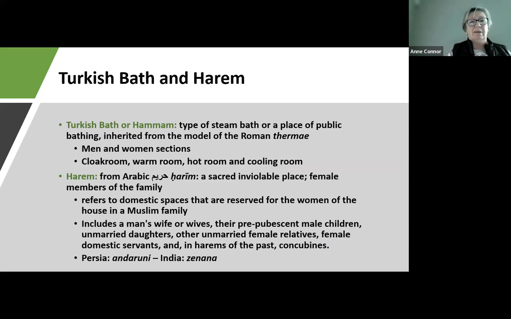Each of them was separated into 4 rooms. You had the cloakroom where they would undress and just keep, most of the time, a loincloth, but would take a veil or whatever with them too. And then they would go from a warm room to a hot room and then a cooling room.